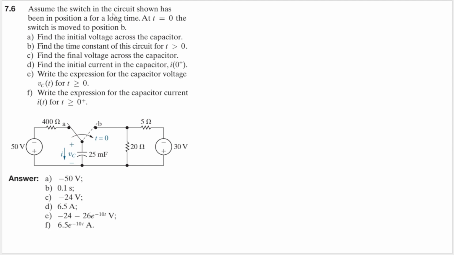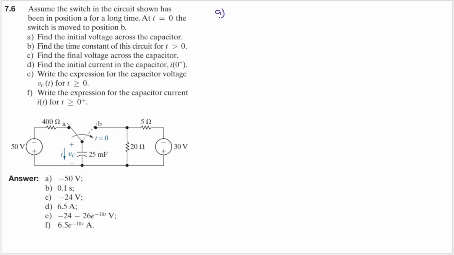Assume the switch in the circuit has been in position A for a long time. At t equals 0, the switch is moved to position B. A, find the initial voltage across the capacitor. Okay, I think let's do that first.